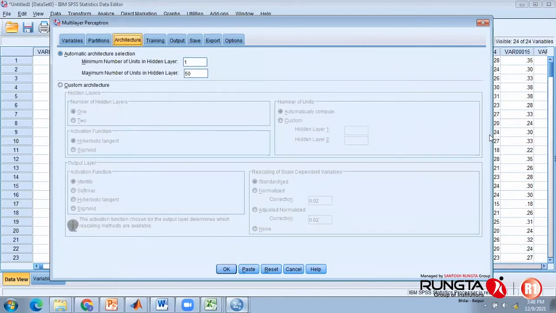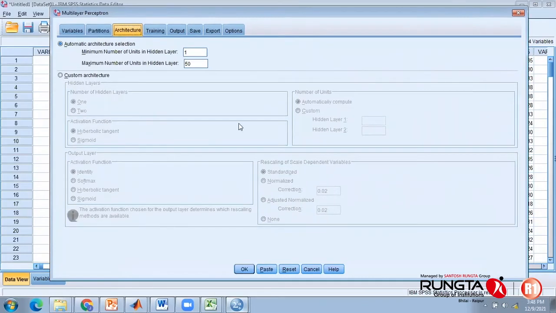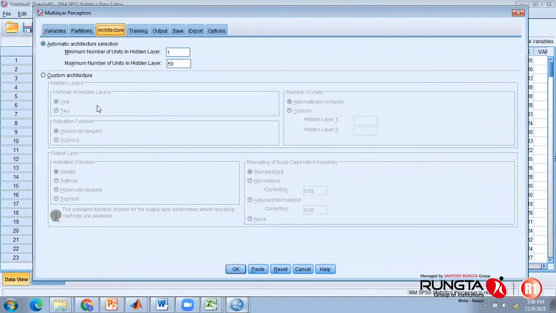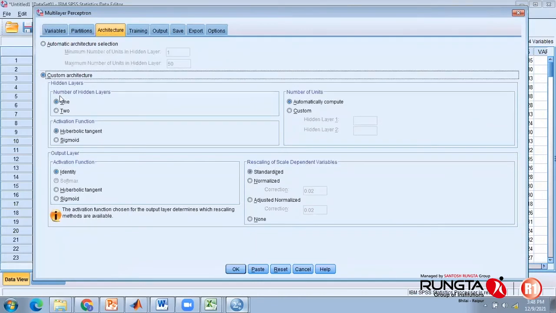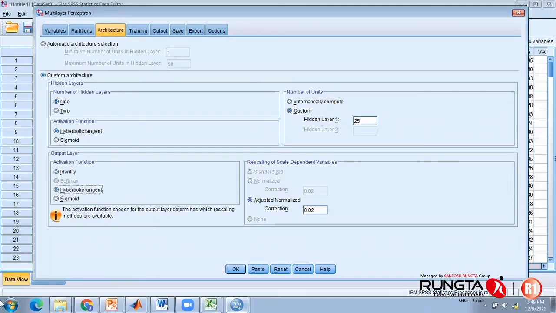For architecture, as I already told you right at the start of my session, different software have different interfaces, advantages and disadvantages. Here I can set a custom architecture. With hidden layer 1, the number of nodes or units: we have 21 inputs, so let me put 25 neurons. From this side you can choose the activation function. In MATLAB by default we use sigmoidal. Here I can use the hyperbolic tangent function at the hidden layer, and at the output side also the hyperbolic tangent function.